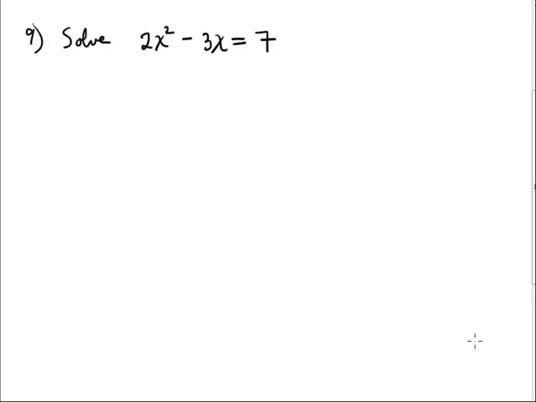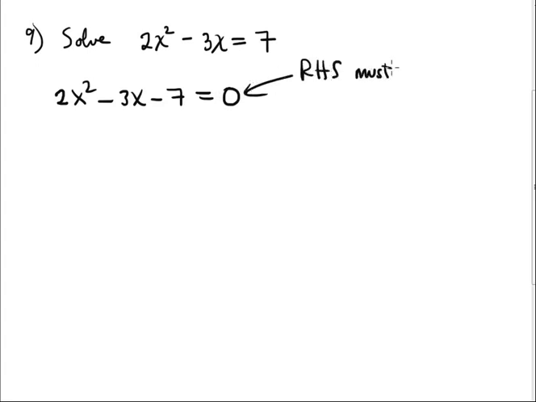Okay, number 9 is a typical quadratic equation, because it's not already in standard form. Let me write it in standard form: 2x squared minus 3x minus 7 equals 0. Ready. In standard form, the right hand side must be 0, and you organize in descending order of degree: 2, 1, and 0. And let's solve it by the quadratic formula. A is 2, B is minus 3, sorry, and C is negative 7.